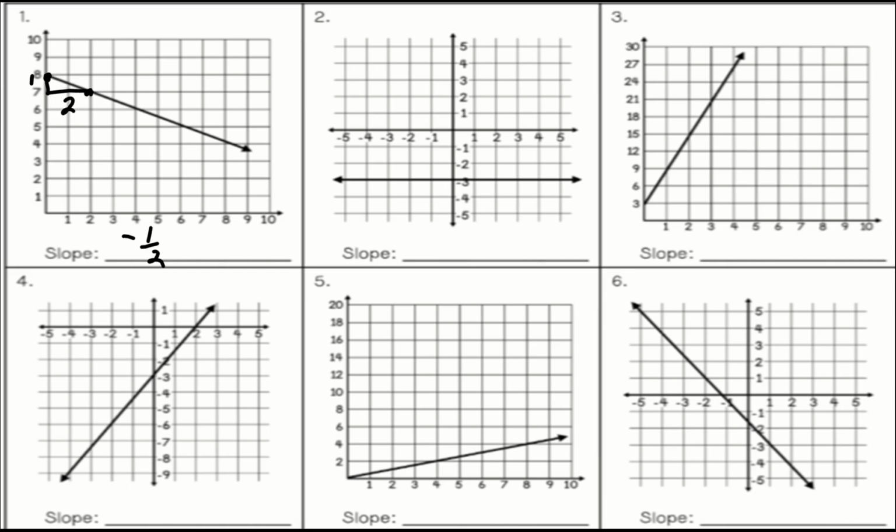Number 2, Robert. 0. To do is recognize the flat line is 0 slope. All right, so we follow that up with probably the toughest one on here. Number 3.